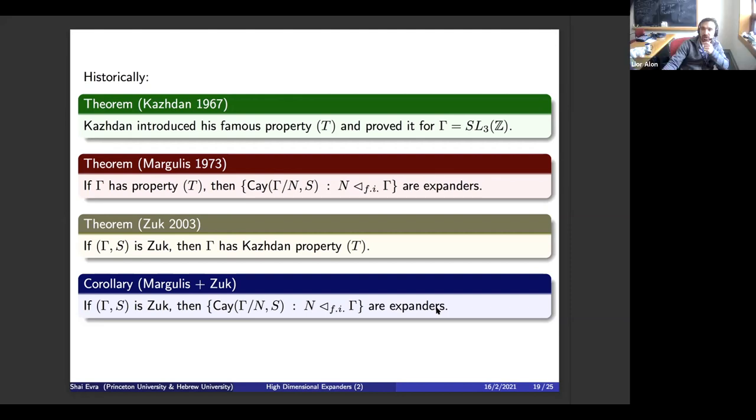Okay. By the way, what was Margulis' motivation for creating expanders?